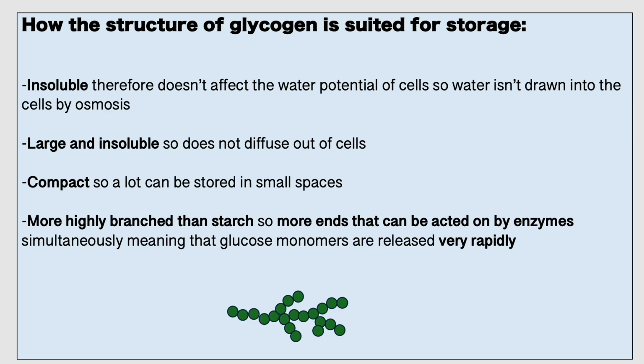So here are the reasons the structure of glycogen is suited for storage. It's insoluble, therefore doesn't affect the water potential of cells. It's large and insoluble, so does not diffuse out of cells. It's compact, so a lot can be stored in small spaces. And it's more highly branched than starch, so more ends can be acted on by enzymes simultaneously, meaning that glucose monomers are released very rapidly.